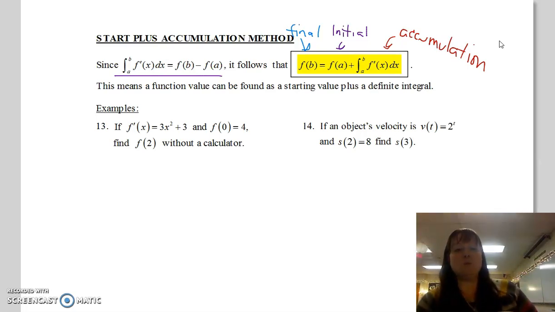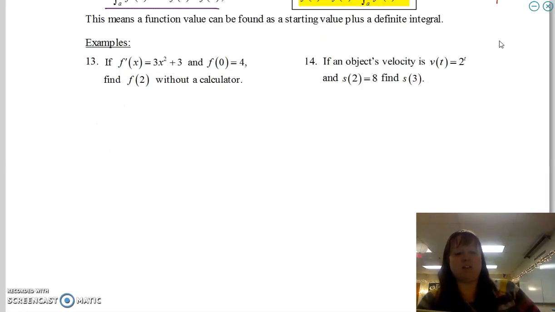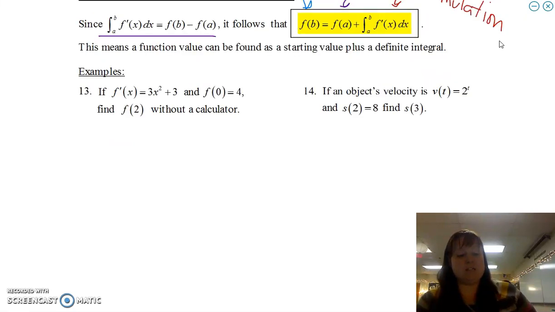So it's kind of cool that the function value can be found by looking at a starting value and then all those little accumulations. So let's take a look at this. Let's see if we can keep that in frame so we can see it. If f prime of x equals 3x squared plus 3 and f of 0 equals 4, find f of 2 without a calculator.